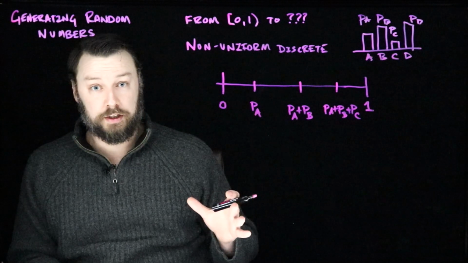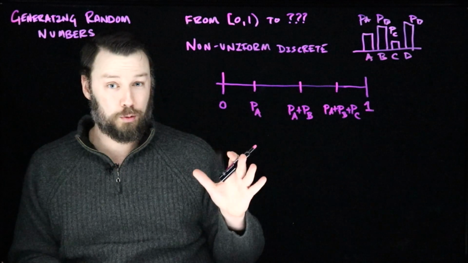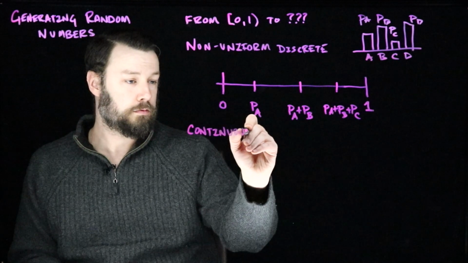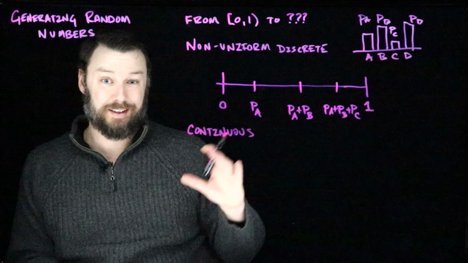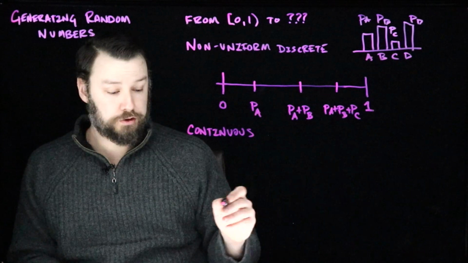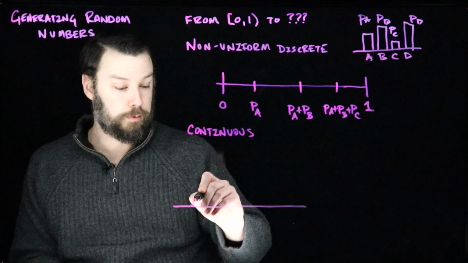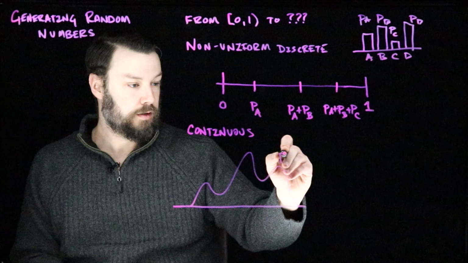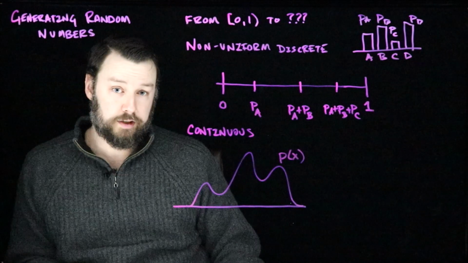Things are much more interesting when we start talking about continuous random variables, though. And here we're just going to focus on one-dimensional continuous random variables. So what we need to be able to do is map from that uniform distribution into something else that's possibly not uniform. Our starting point is to imagine that we have some random variable with some probability density function. So let's imagine that this is p of x, some density associated with a random variable x.